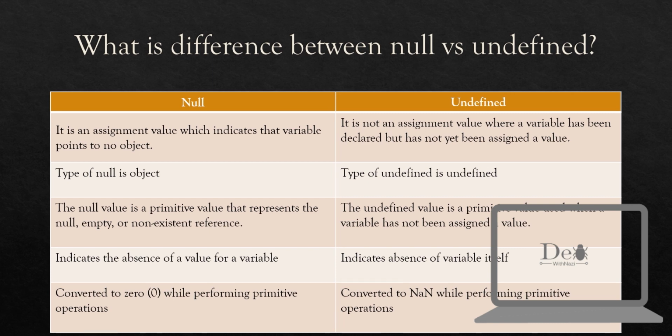In the case of null, it indicates the absence of a value for a variable, but in the case of undefined, it indicates the absence of the variable itself. And the last and important one is that when we perform arithmetic operations on null, it's converted to 0. But if we perform arithmetic operations with undefined, it's converted to NaN, not a number.